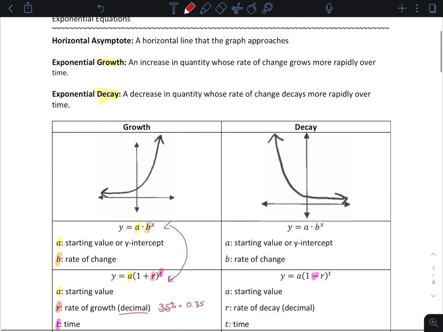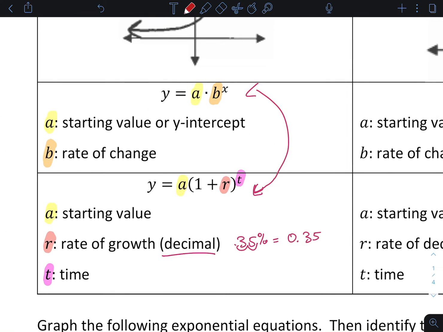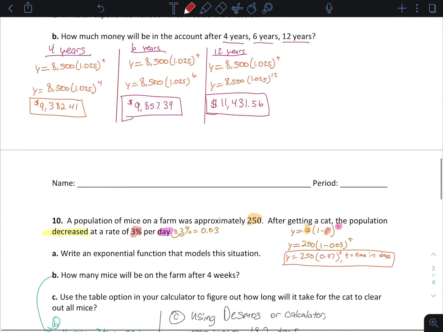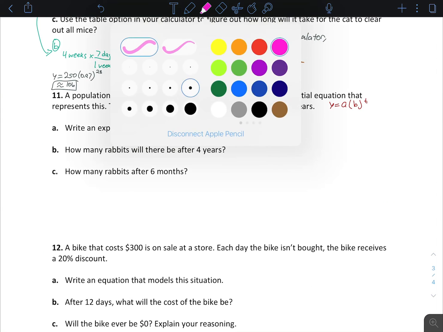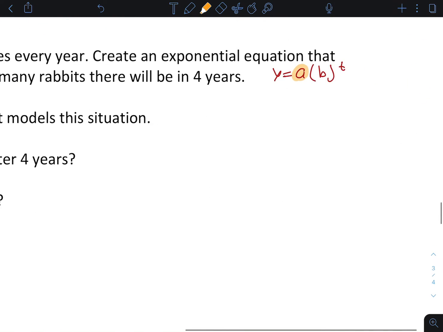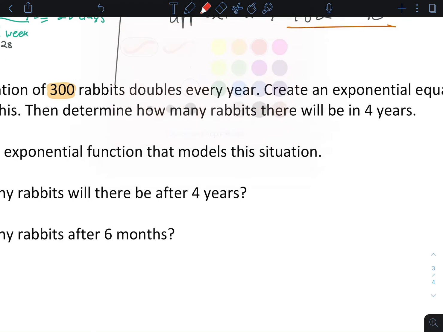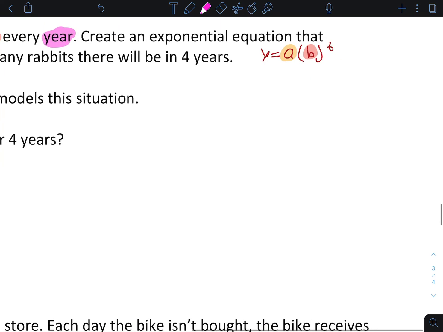Remember, here we had two different equations: Y equals A times B to the X, and Y equals A times 1 plus R to the T. And I said that these two were the same thing. B is just your rate of change. So here, let's just find each individual part. We have 300 rabbits, so that's the starting value. What's our rate? Our rate is we're doubling, and we're doing it every year.